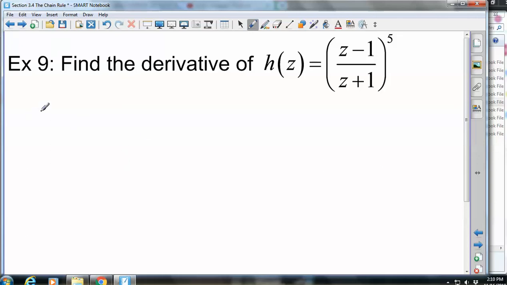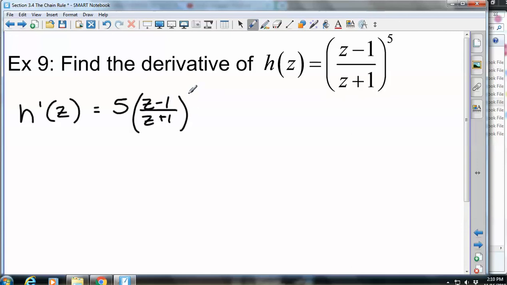Okay. This one. So, outside is the 5th power, so 5, inside stays the same. Subtract 1 times, how am I going to do the derivative of the inside?